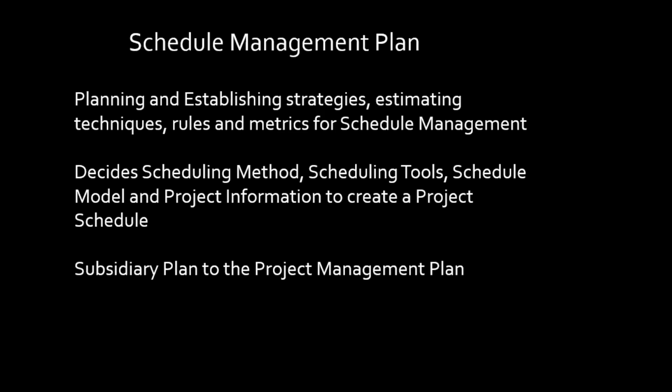We need to decide our scheduling method, scheduling tool, our scheduling model, and project information. You're going to see terms like critical path and critical chain this evening. Critical path is something that's near and dear to a project manager's heart. And of course, the schedule management plan is the subsidiary plan for schedule management, so it resides under the main project management plan. So what is it? It's project governance for schedule management.